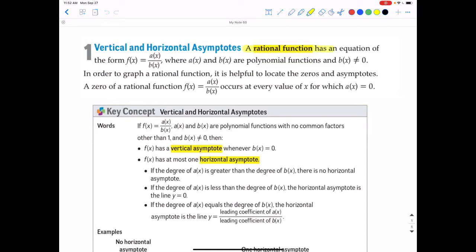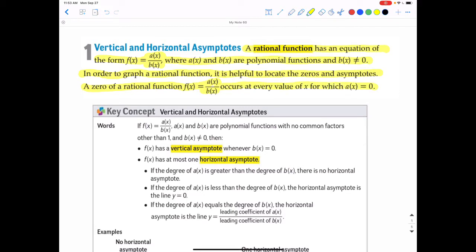A rational function has an equation of the form f of x equals a of x over b of x, where a of x and b of x are polynomial functions and b of x does not equal 0. In order to graph a rational function, it is helpful to locate the zeros and the asymptotes. A zero of a function f of x equals a of x over b of x occurs for every value of x for which a of x equals 0.